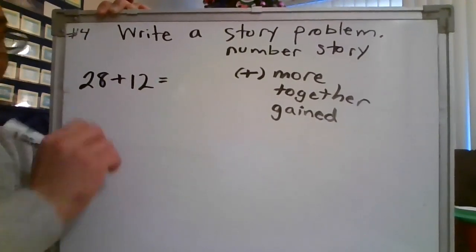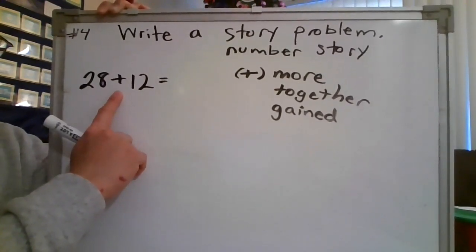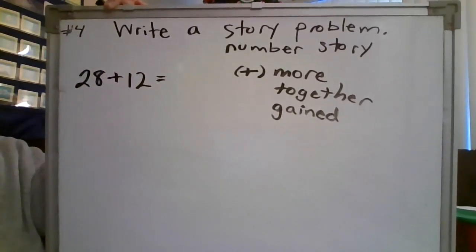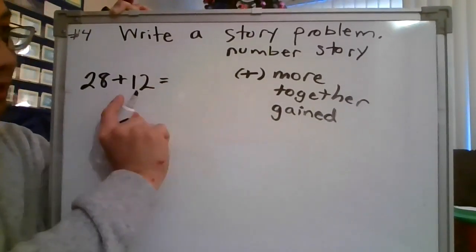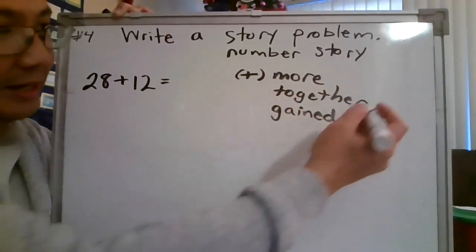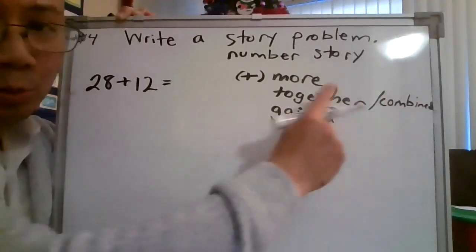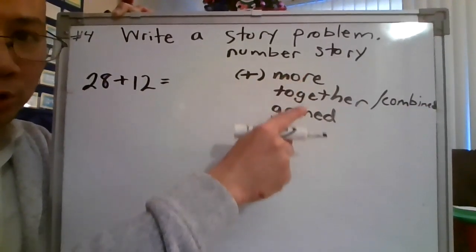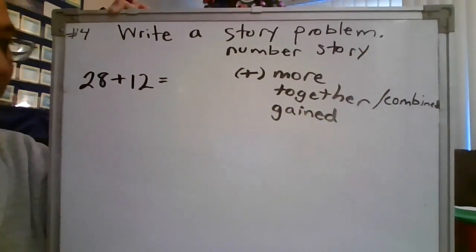So let's practice this. This equation says write a story from here, this symbol, plus, 28 plus 12. We can create a story problem together. And we know that if the plus is in the equation, it means there will be more of it. Together means to combine or gain. Here, let's put combine. There are many words that can be used to create an addition, but the ones we're going to be seeing are these words. More, together, combined, or gained.